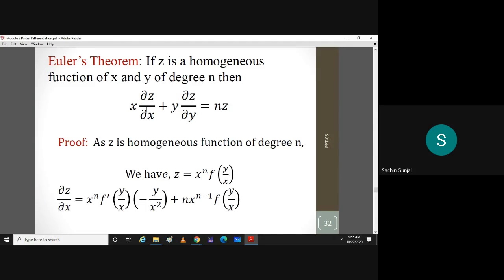Find x ∂z/∂x plus y ∂z/∂y, where z is equal to x raised to 4 plus y raised to 4, whole thing divided by x square minus y square.